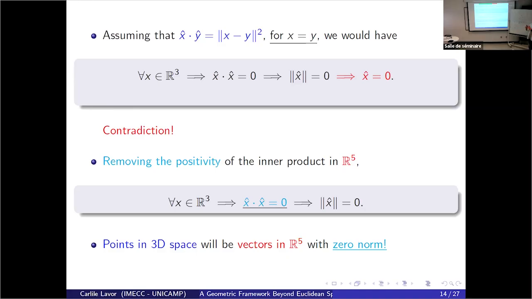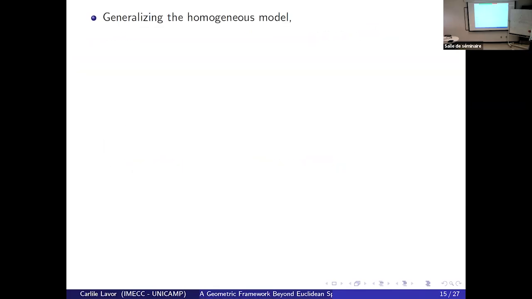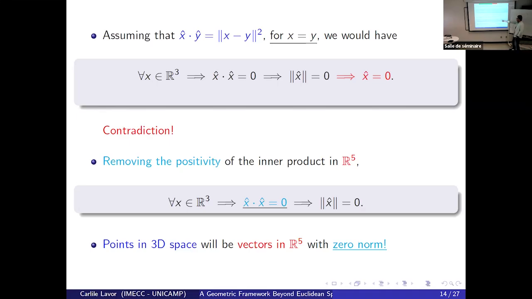So in R5 with this different inner product, there are vectors not equal to the 0 vector that have 0 norm. And these are the vectors that will represent the 3D space. Okay, let's continue. So our idea is to solve this equation. So let's try to represent this in R5.